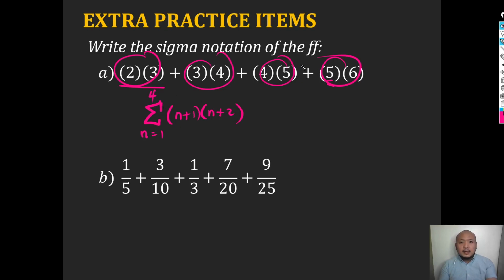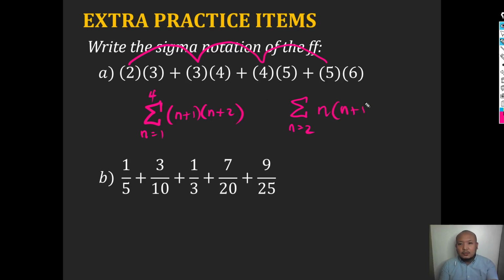Pero meron pang isa. May isa pa pang pwedeng gawin. Kasi nga sabi natin kanina, di ba? Si sigma notation, you do not always have to start with 1 at the bottom. Tingnan to. Ito naman yung lumalakad 2, 3, 4, 5. So why not instead start at 2? Pwede rin. N is equal to 2. Ayun, if n were equal to 2, then my first factor for every term is just n, not n plus 1 anymore. And then the second term would be your n plus 1.